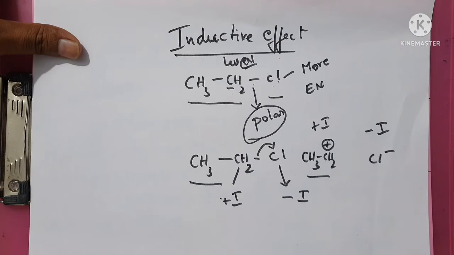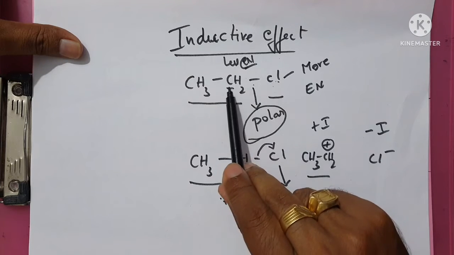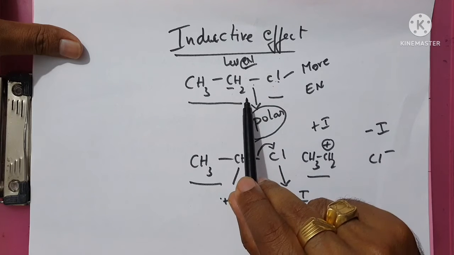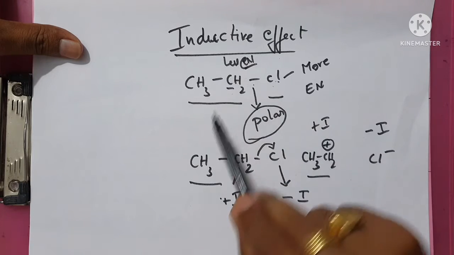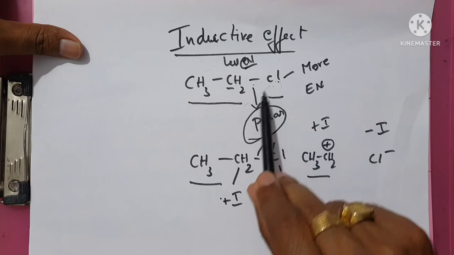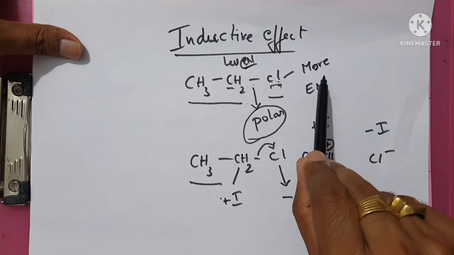I hope you have understood what is an inductive effect. An inductive effect is because of the difference in the electronegativity of the two elements which have formed the bond, due to which the bond will break. Inductive means inside the family the bond is breaking. One of the members of the family is coming out of it.